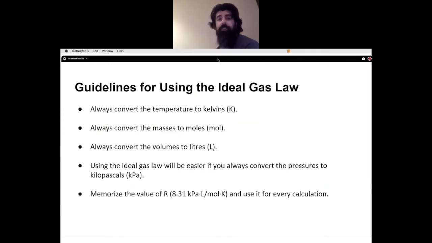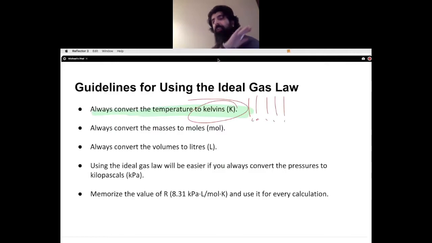Anyhow, guidelines for using the ideal gas law. So here are a few guidelines. Always convert temperature to Kelvin. This is a given. You never, ever, ever use degrees Celsius in any of your calculations, please. The minute you do that, I am telling you right now, your answer is going to be completely wrong.